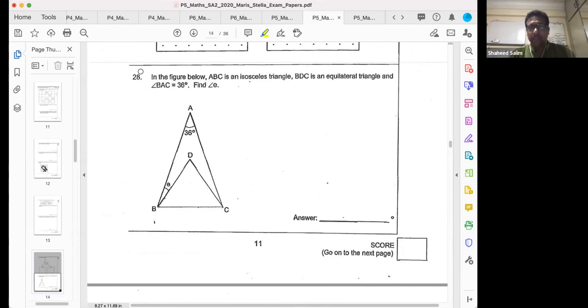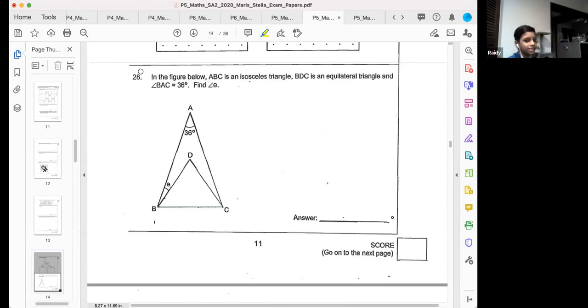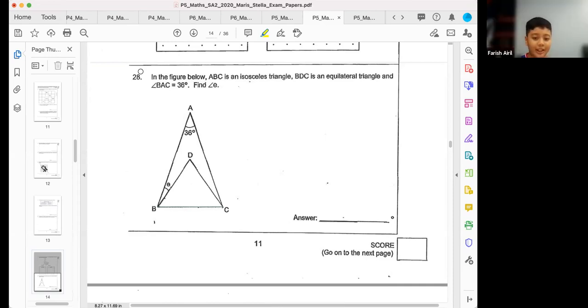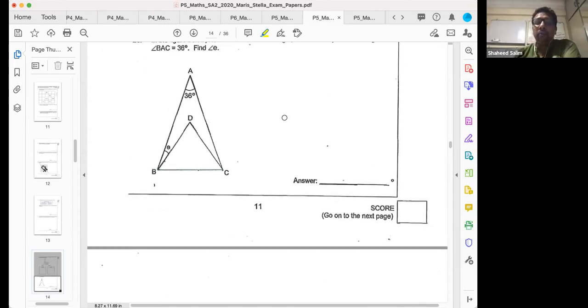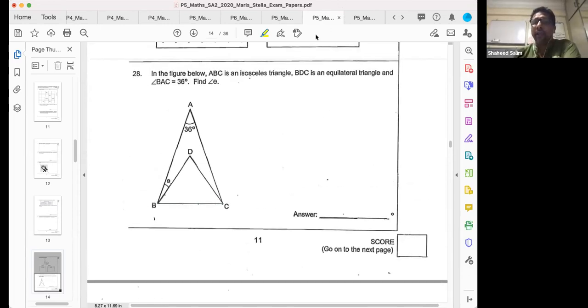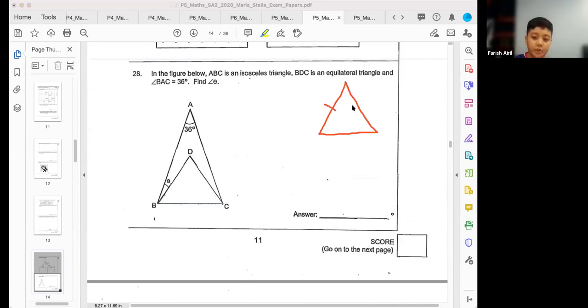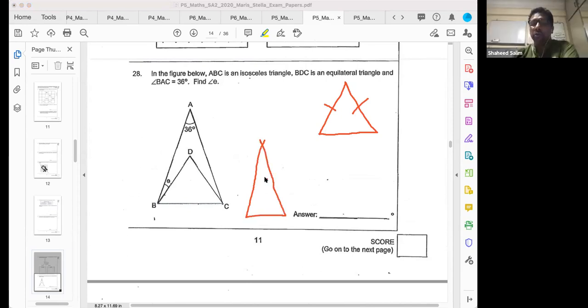You know isosceles? What's an isosceles triangle? Two sides are the same. What's an acute triangle? All the angles are acute. Isosceles, two sides are the same. Acute is different, all angles are acute, except for obtuse angles. These two sides are the same.